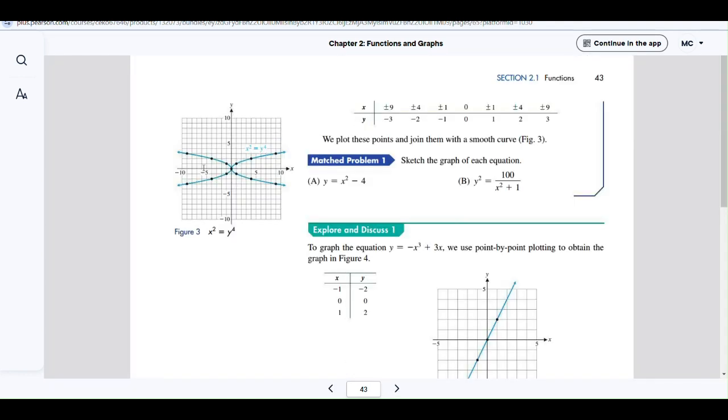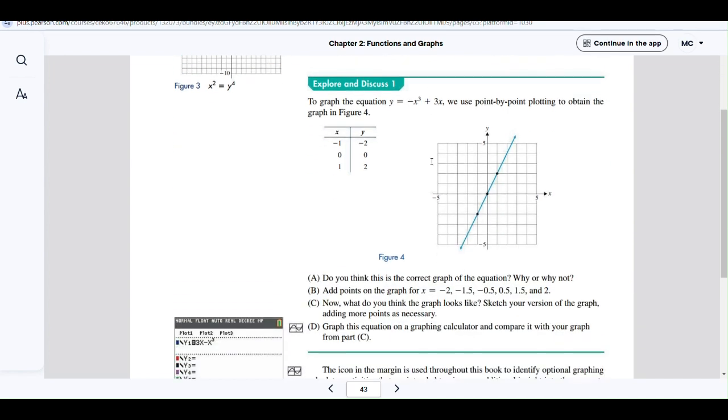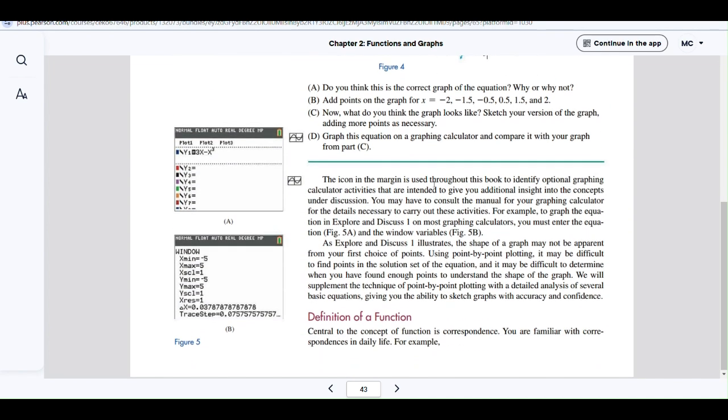So let's see here, this one is not a function because it would not pass the vertical line test, but I'm guessing it's going to ask us just to graph it. Yeah, graph that and explore.